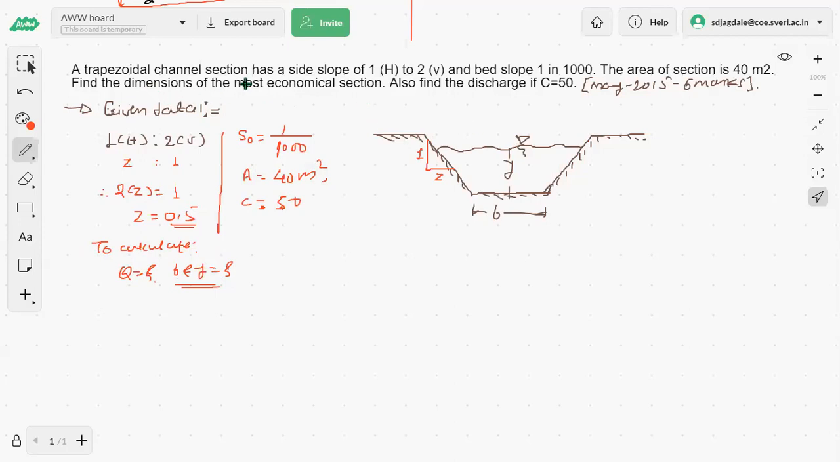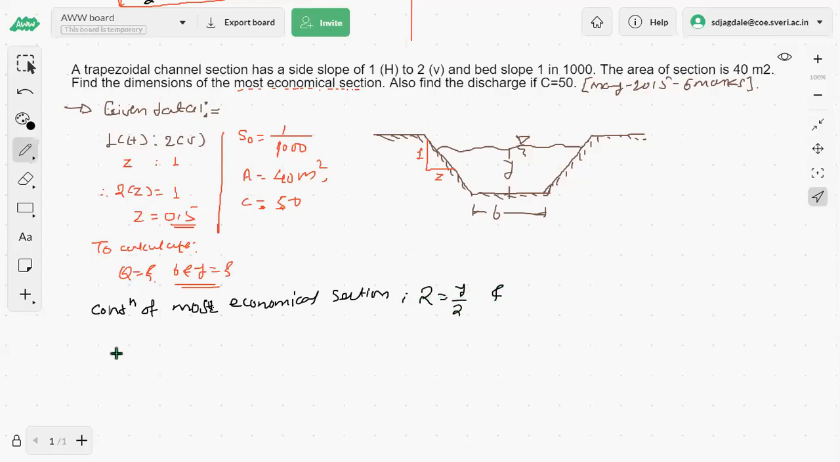Okay, as they have already mentioned the most economical section, it means that we have to use the conditions of a most economical channel section to find out this B and Y and Q. So firstly we'll write the condition. What is the condition for the most economical section? R equal to Y by 2. Right, that is one of the conditions. That is, the hydraulic radius R is equal to Y by 2.